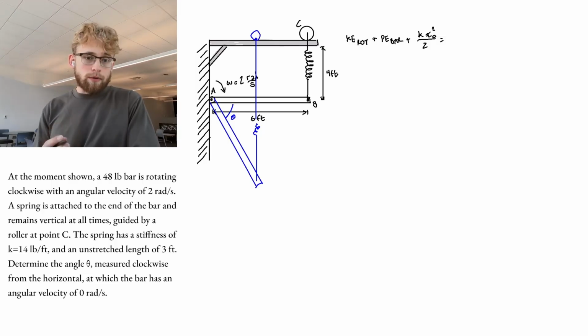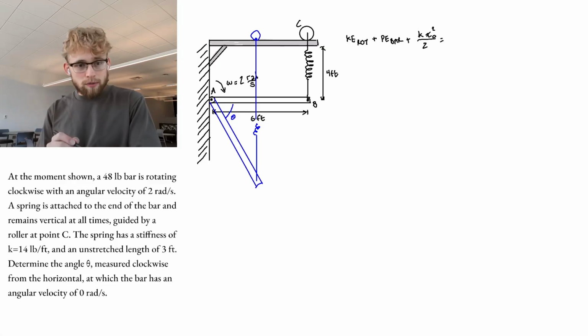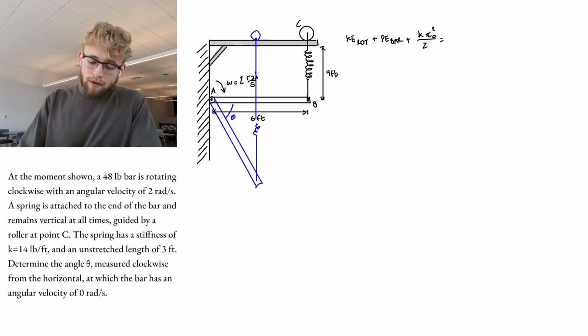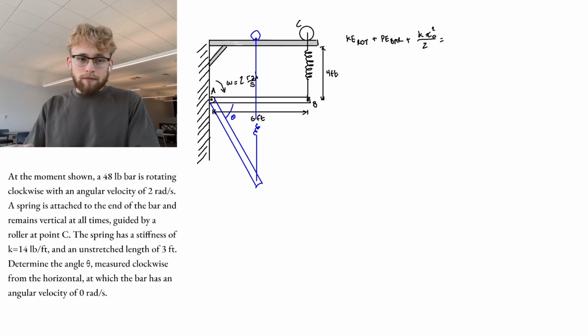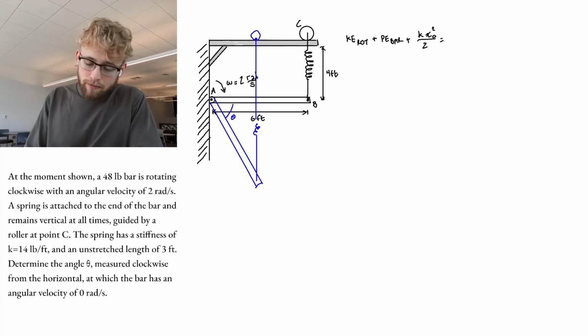Now, will the bar have any rotational energy? No, because it's still. Will it have any potential energy? No, because it's reached its lowest point, right? So what's our only storage of energy? The spring. So all of this energy is going to get converted to the spring. K x1 squared over 2.